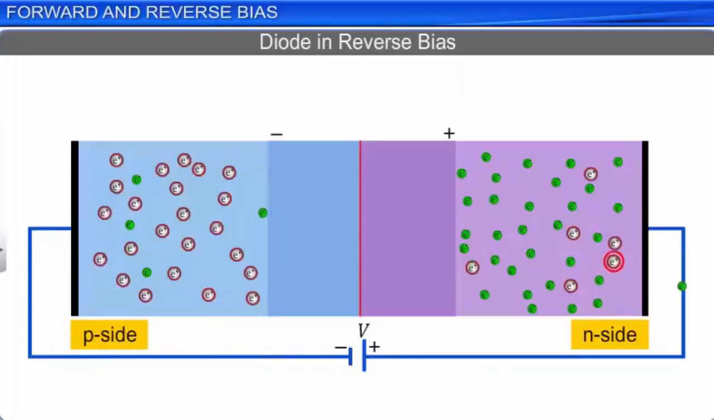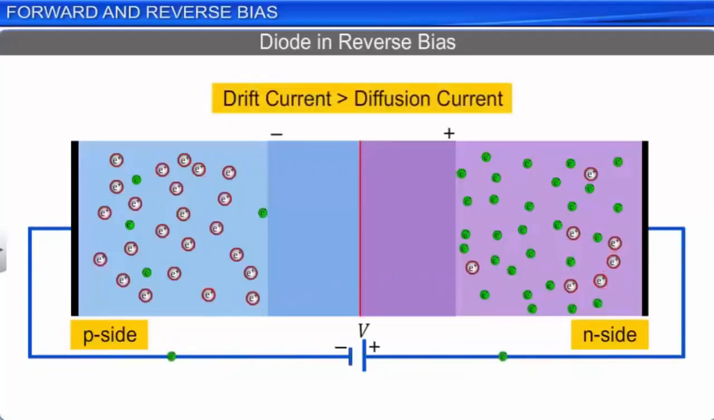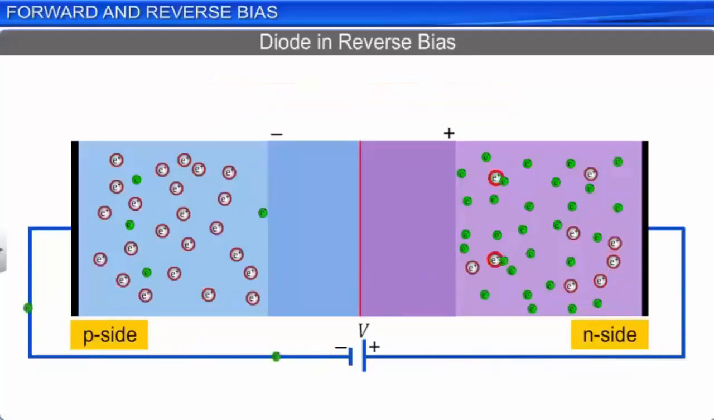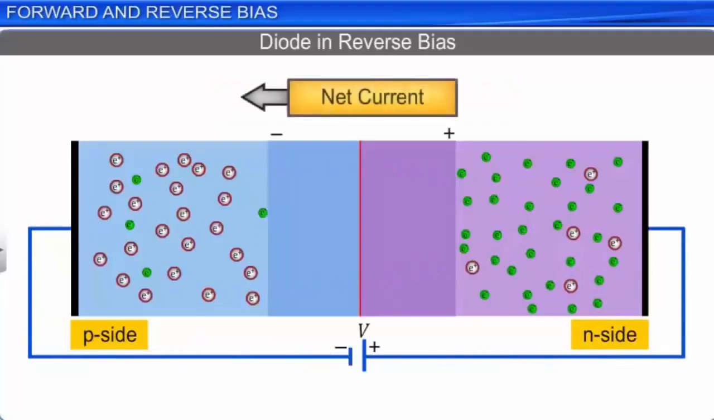Thus, in a reverse biased diode, the diffusion current decreases much below its equilibrium value, while the drift current remains unaffected. The drift current is now greater than the diffusion current. Hence, a net current flows from the n side to the p side in a reverse biased diode. The net current is small as the drift current itself is small, and hence the net current is even smaller.